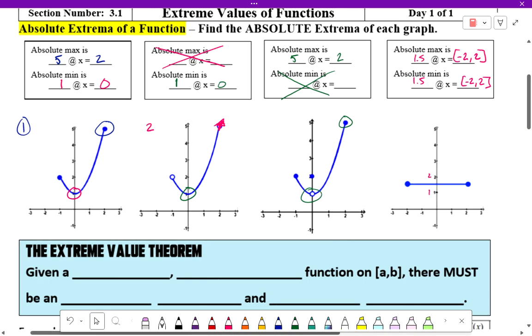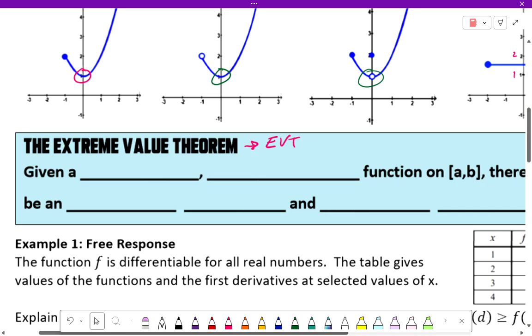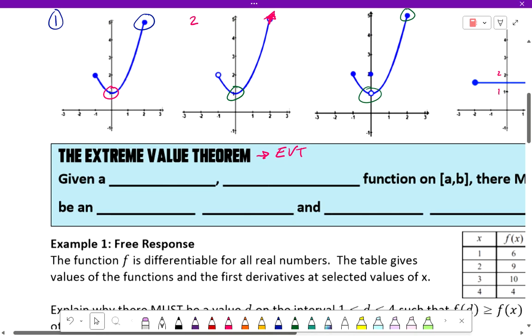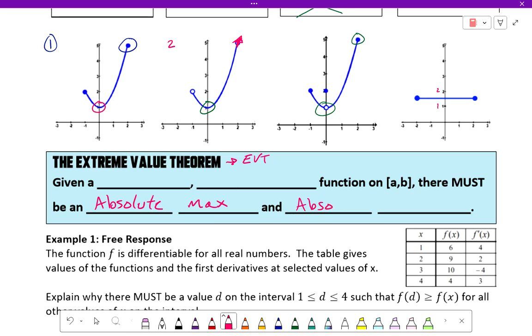Okay, so that leads us to the extreme value theorem, otherwise known as EVT. We got MVT, we got IVT, and now we've got EVT. There are two conditions that need to be met. It says given a blank function on the interval from A to B, there must be an absolute max and absolute min. If two things are true, it is guaranteed that you're going to have both an absolute maximum and an absolute minimum. We just did that up above here.